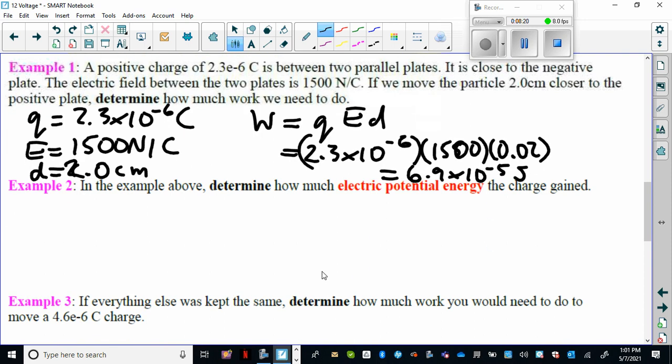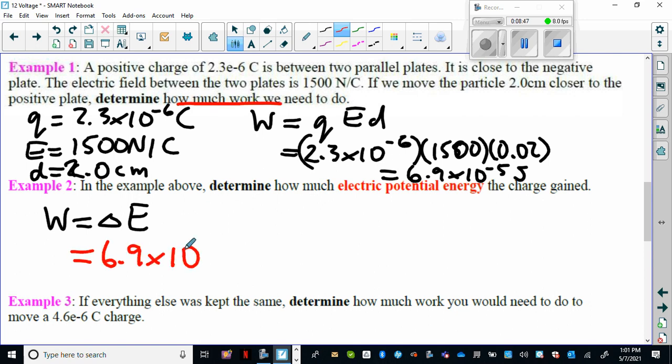Number 2, in the example above, determine how much electric potential energy the charge gained. Well, that's more of a theoretical question than anything, because of this formula here, work equals change in energy. In the question above, we calculated the work, but work equals change in energy. So the answer to this question is exactly the same. Right? If it took us that much work, then that's how much energy it gained.